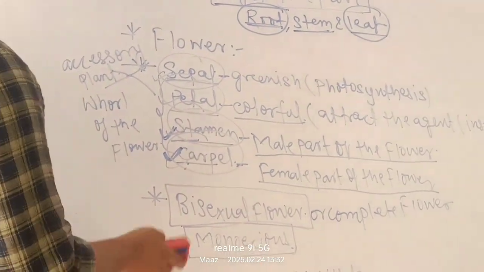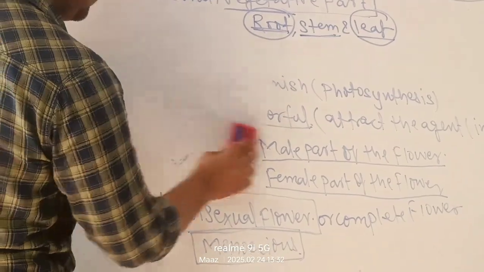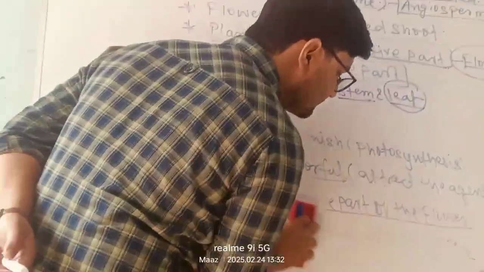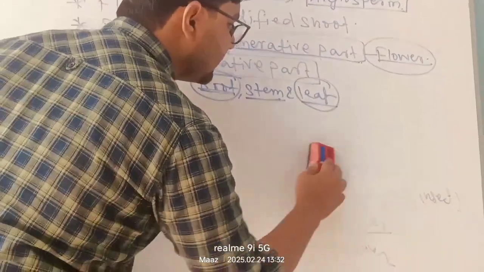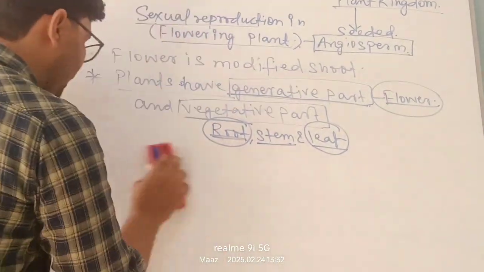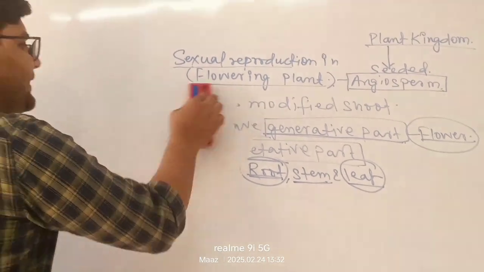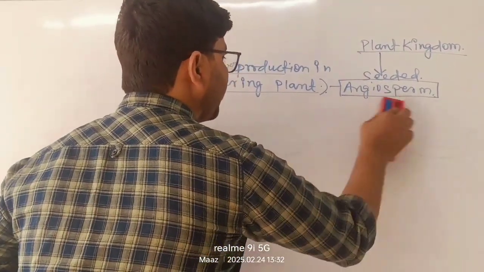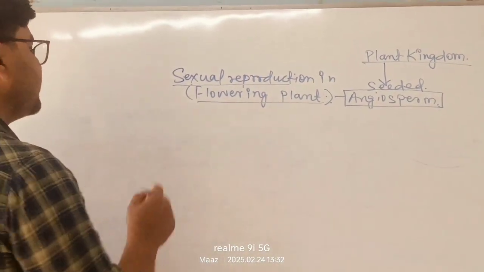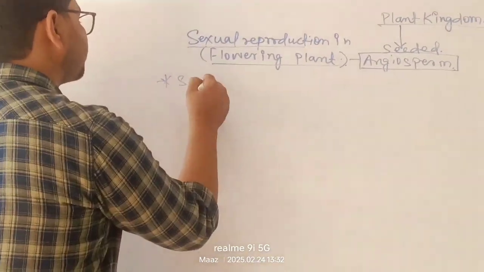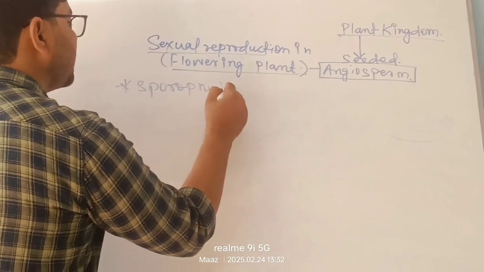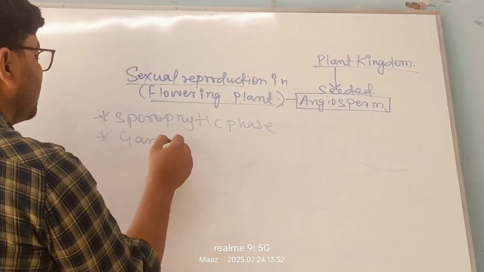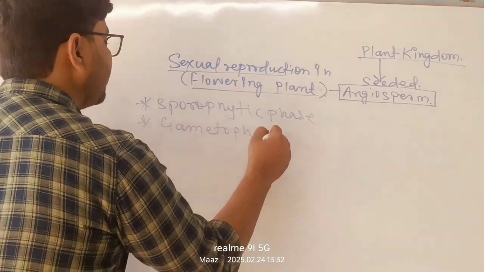Now, if we talk about the stamen, the stamen is the male part. Before that, we have to know how these plants reproduce. There is a sporophytic phase and a gametophytic phase.